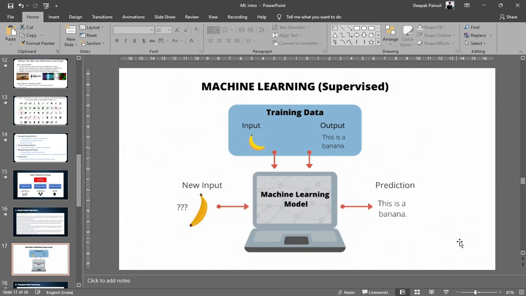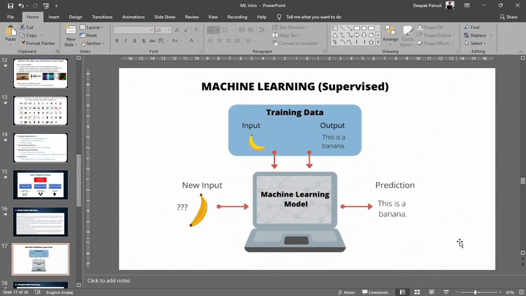Like in case we are giving it the shape of a banana, it shows that this is banana, but it will not tell you the exact answer. It will tell you the probability of being banana, not the correct answer. It will say that there is a 92% chance that the given shape belongs to the banana category. So this is how our supervised machine learning works.